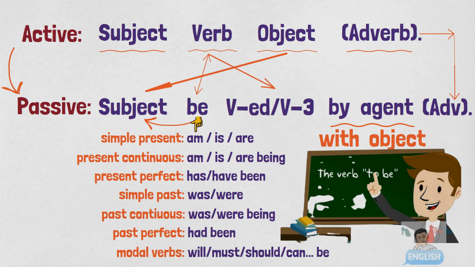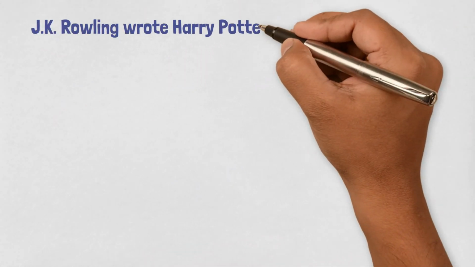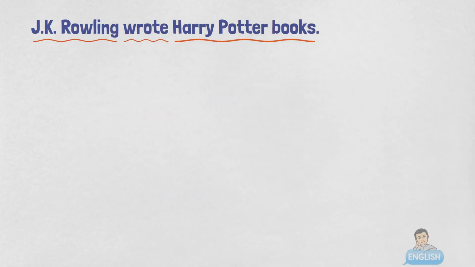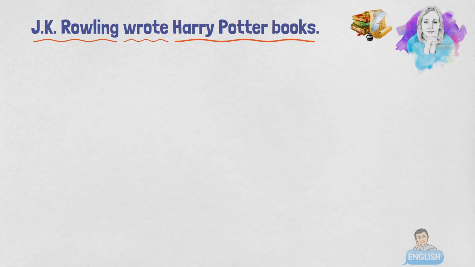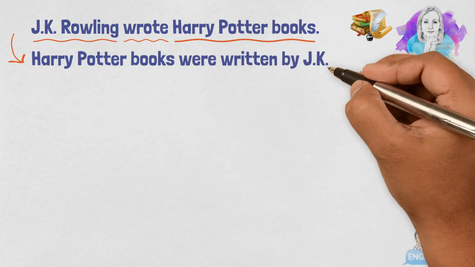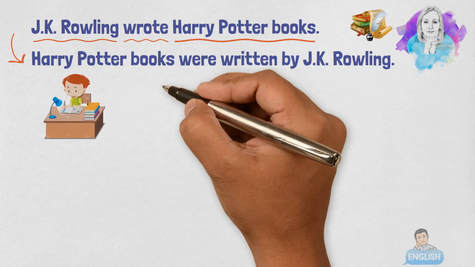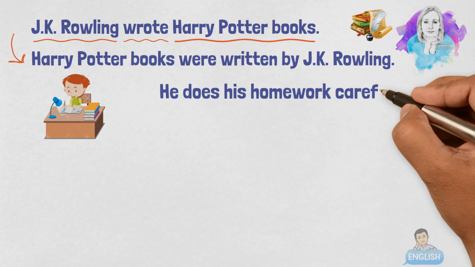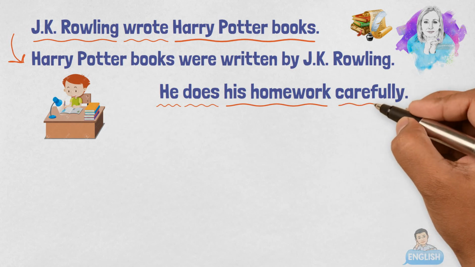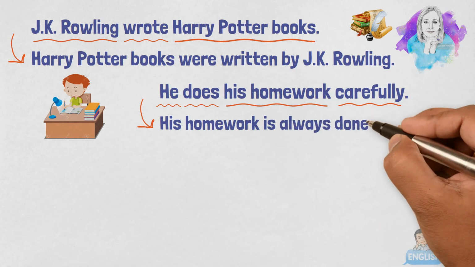Let's study the following examples. J.K. Rowling wrote Harry Potter books. Can be rewritten as: Harry Potter books were written by J.K. Rowling. He does his homework carefully. Can be rewritten as: His homework is always done carefully.